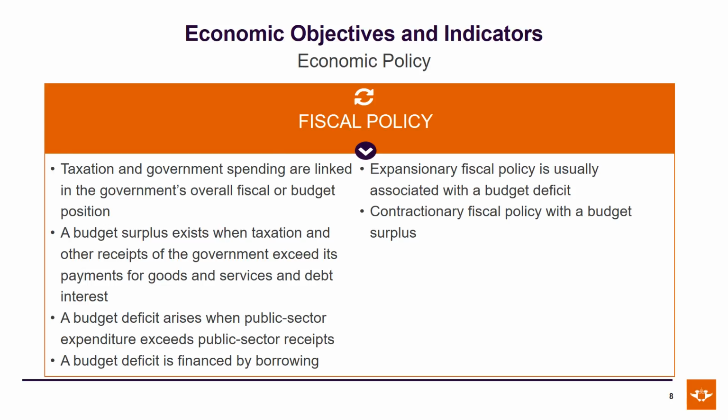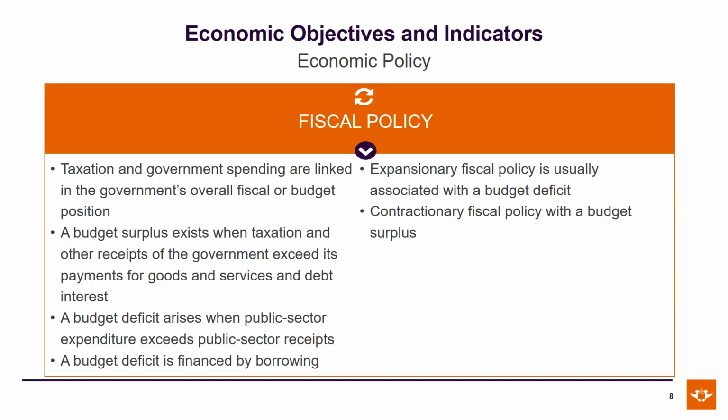A budget surplus exists when the income the government receives in the form of taxation exceeds its expenditure on the payment for goods and services and debt interest. Obviously, a budget deficit arises when the public sector expenditure exceeds its income or receipts. Now, the budget deficit has to be financed, and it can be financed through the printing of money, but it is primarily financed through borrowing. Expansionary fiscal policy is usually associated with a budget deficit, and contractionary fiscal policy is usually associated with a budget surplus.